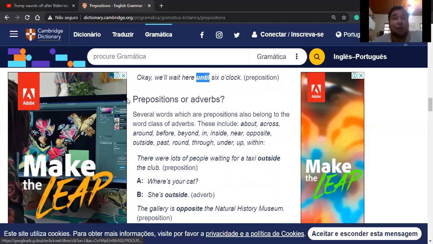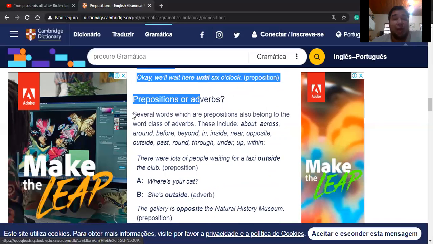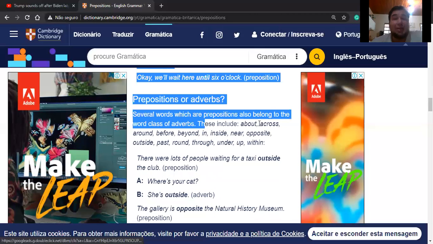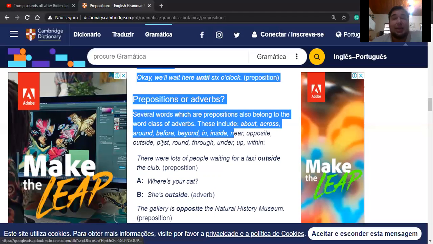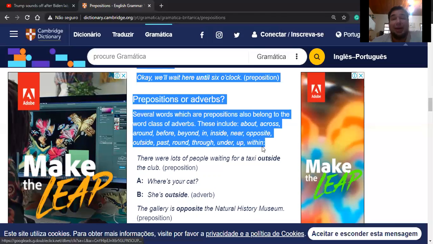Prepositions or adverbs. Several words which are prepositions also belong to the word class of adverbs. These include about, across, around, before, beyond, in, inside, near, opposite, outside, past, round, through, under, up, within.